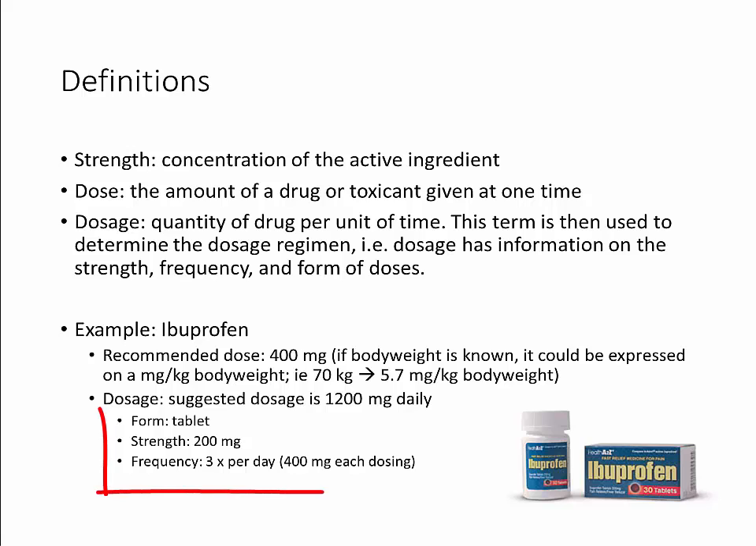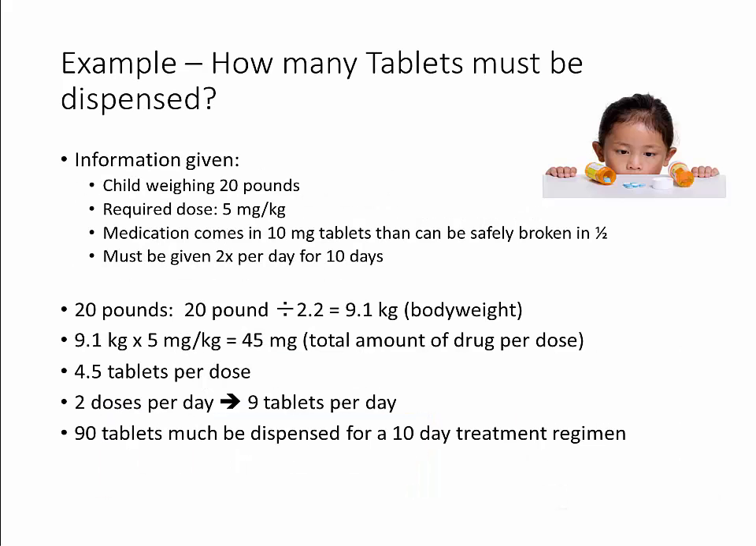The form of the medication is a tablet. The strength is 200 mg, and the frequency of administration is 3 times per day, with 400 mg given with each dose. Let's look at an example of an important calculation.